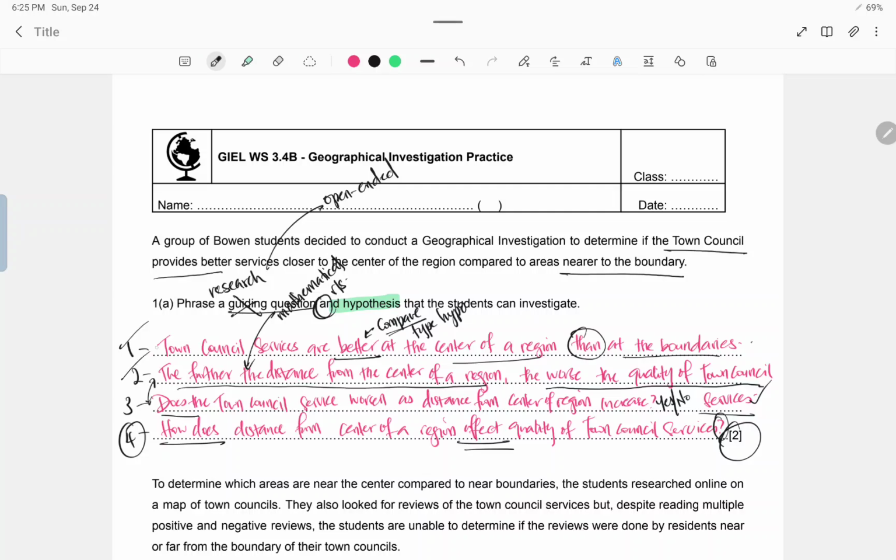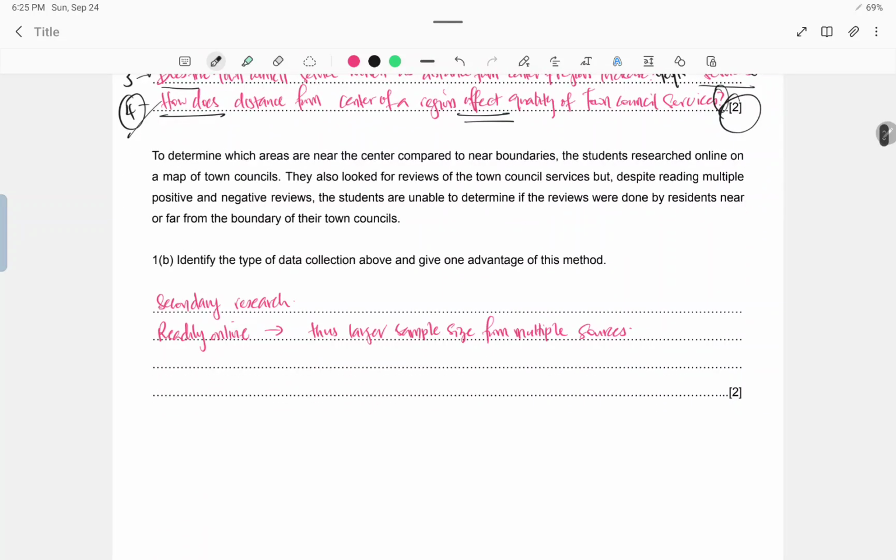Okay, so point number 1 and point number 2 would have been accepted. Point number 4 would also have been accepted. Let's move on. Next question.